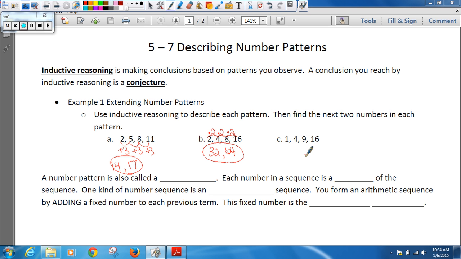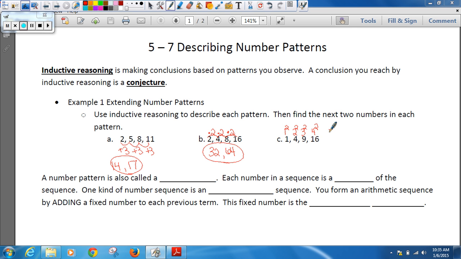On C then, we have 1, 4, 9, and 16. This is one of the harder ones for some students to see. My first term is 1 squared. My second term is 2 squared. My third term is 3 squared. And my fourth term is 4 squared. So they're taking the term number and squaring it.